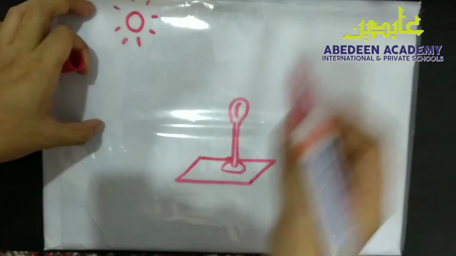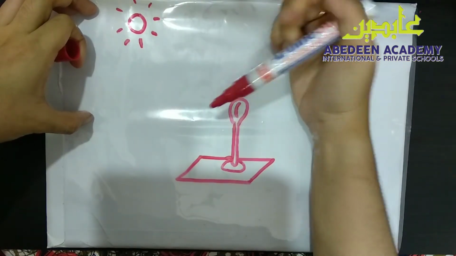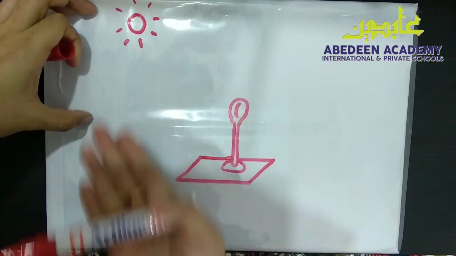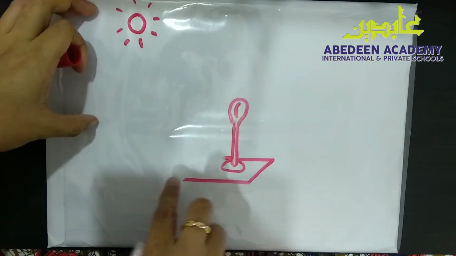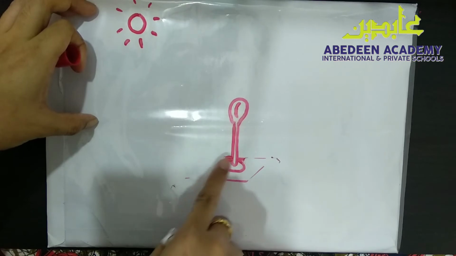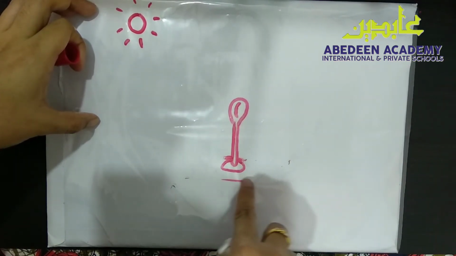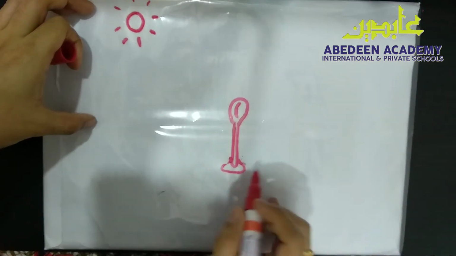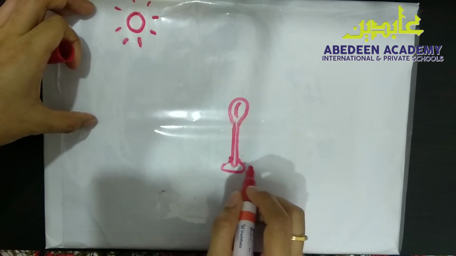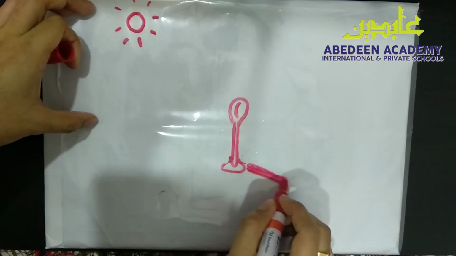So the sun shines from here. This is your light source, remember? Where is the shadow supposed to be? Is it supposed to be here? Here, here, here, or here? We did this before. So the shadow should be here, and it's long. And remember, shadows don't have details. It's gonna be just black.